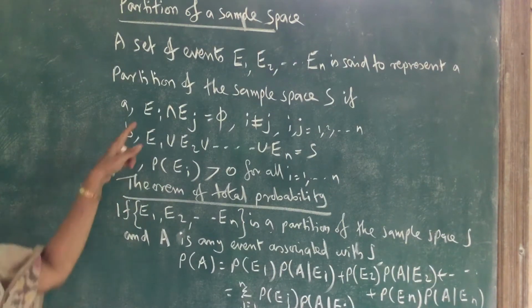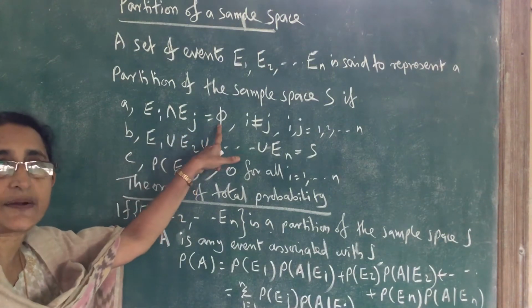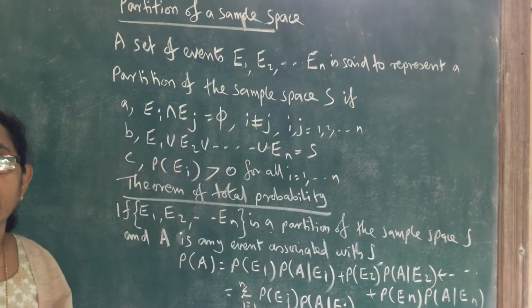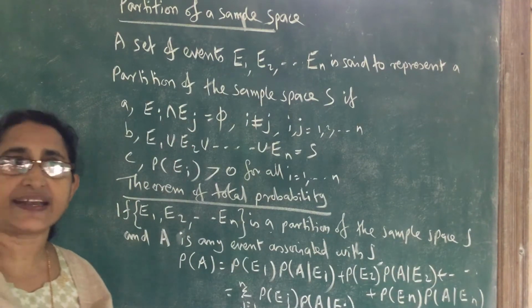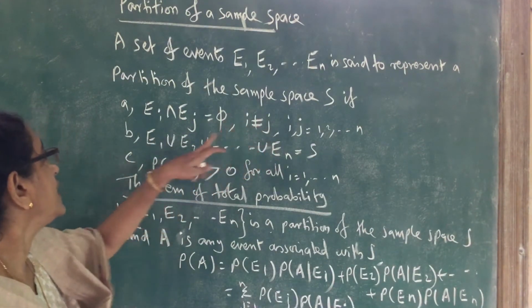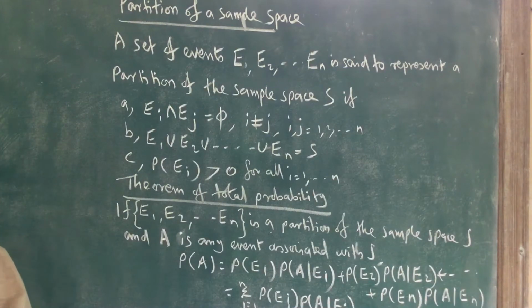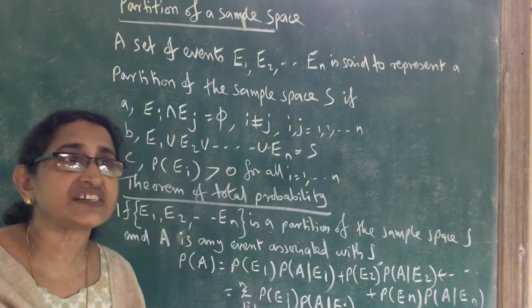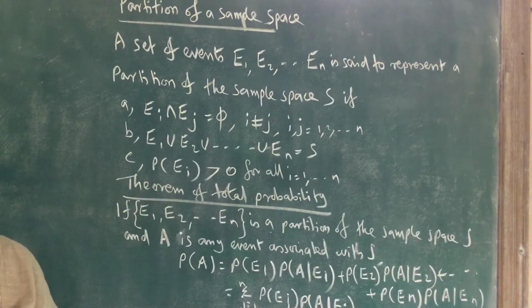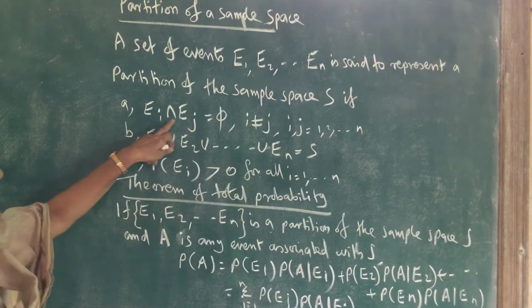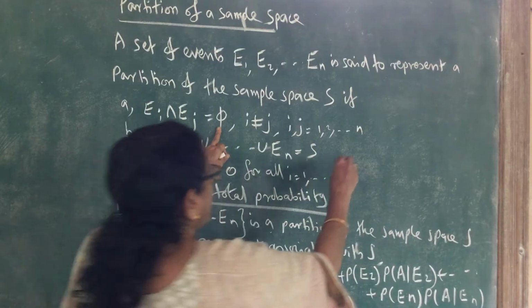So the first condition is Ei intersection Ej equal to null set if i not equal to j. If i equal to j, what happens? Ei intersection Ei, both are the same events, so Ei intersection Ei is Ei itself, not null set. So when i not equal to j, Ei intersection Ej equal to null set. In other words, we can say they are disjoint, pairwise disjoint. Disjoint means they have no common elements. If you take any two events, they have no common elements. That is the meaning of disjoint sets or events. So Ei intersection Ej equal to null set means pairwise disjoint.